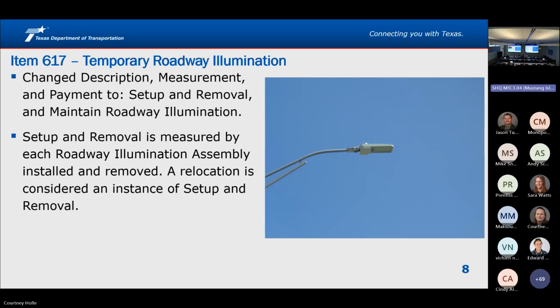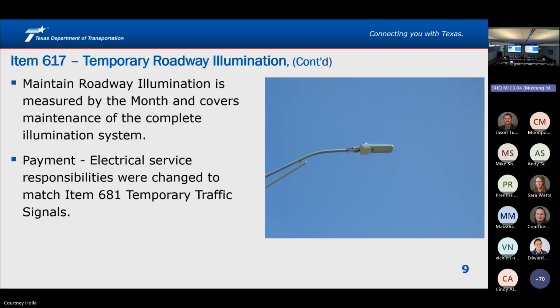For temporary roadway illumination, not sure if this is really TASIG related, but in the description, measurement and payment was changed to setup and removal and maintain roadway illumination. Setup and removal is measured by each roadway illumination assembly installed and removed, and a relocation is considered an instance of setup and removal. Maintained roadway illumination is measured by the month and covers maintenance of the complete system. And in the payment section, electrical service responsibilities were changed to match that of item 681, temporary traffic signals.